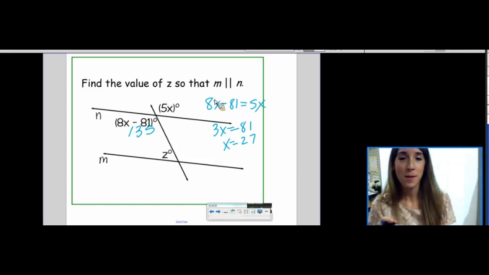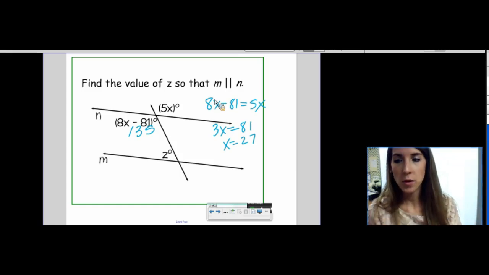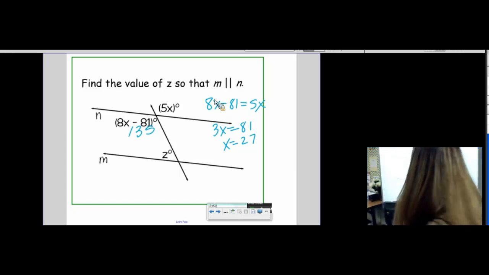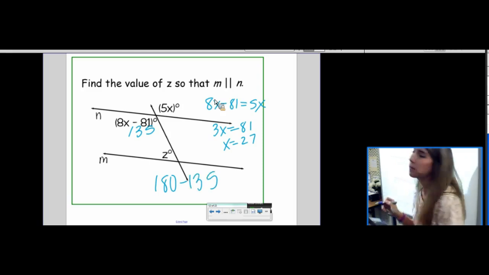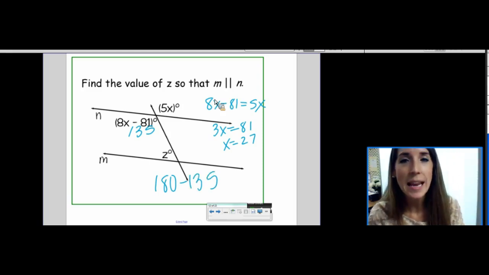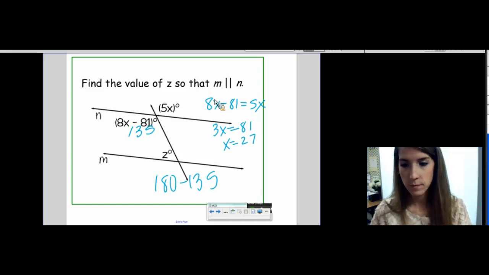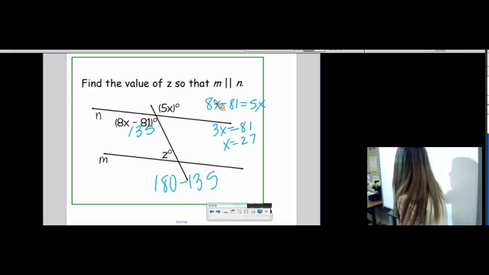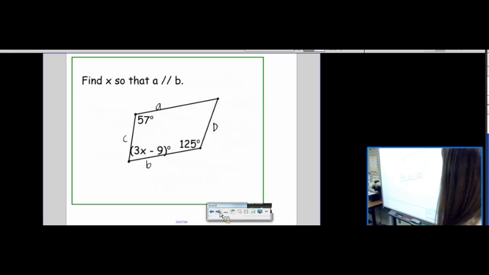Now, if that angle is 135 and we need m to be parallel to n, what would we get for z? We would need to get the supplement of 135 because they are same side interior angles, and that starts with an S. So our answer would be 45. Good.